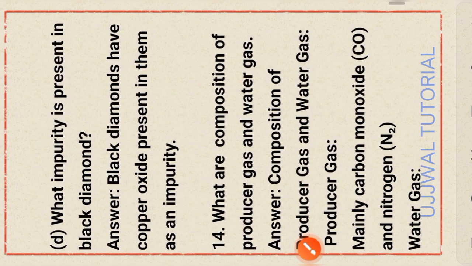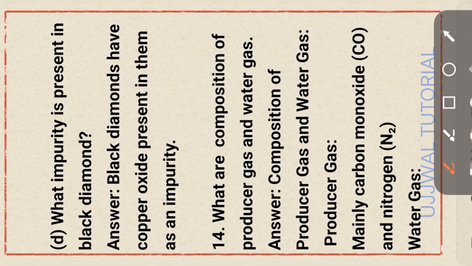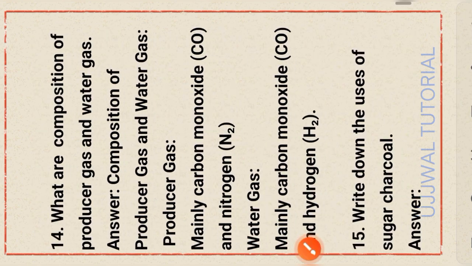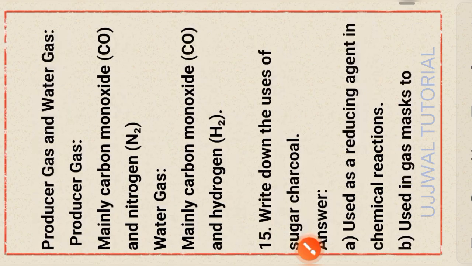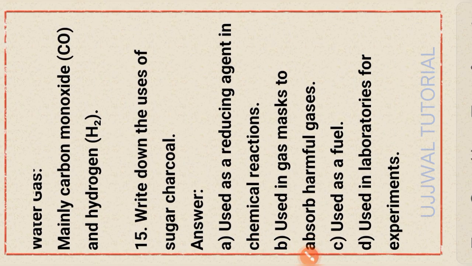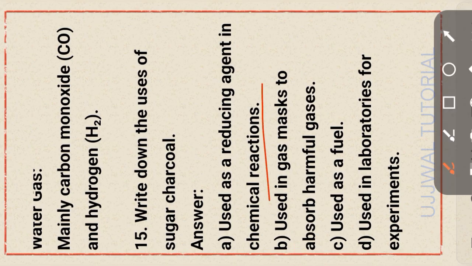Next question, what are the compositions of producer gas and water gas? Composition of producer gas, that is carbon monoxide and nitrogen. Composition of water gas, carbon monoxide and hydrogen. Next question, write down the uses of sugar charcoal. Uses of sugar charcoal: as a reducing agent in chemical reactions, in masks to absorb harmful gases, as fuel, and in laboratories for experiments.